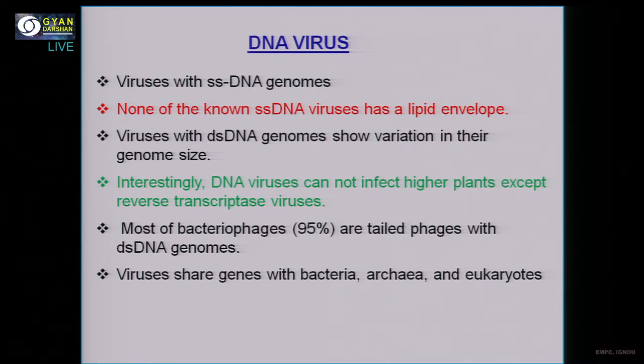DNA viruses are viruses with double-stranded DNA. None of the known double-stranded viruses has a lipid envelope. The viruses with a double-stranded genome show variation in genome size. It is very interesting that DNA viruses cannot infect higher plants except reverse transcriptase viruses. Most bacteriophages, 95%, are tailed phages with a double-stranded genome. The virus shares genome with bacteria, archaea, and eukaryotes.